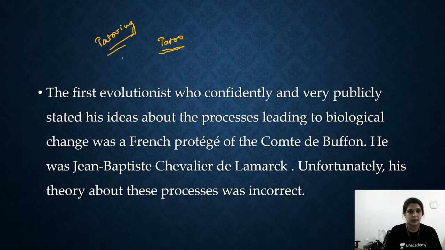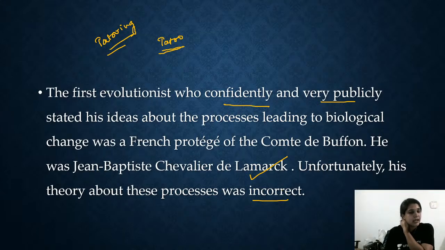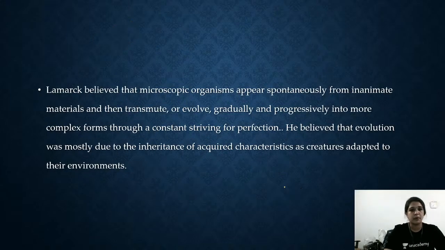One important common thing between both these people is that they are saying that the characteristics will get inherited. The first evolutionist who confidently and very publicly spoke about evolution, everybody thinks about Darwin, but actually it was Lamarck. But unfortunately, this theory was incorrect. He tried to give some points, but he had some misunderstanding related to acquired characteristics. That was one major problem.